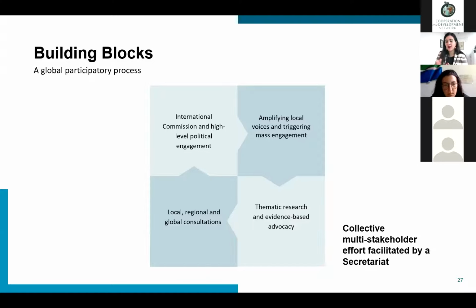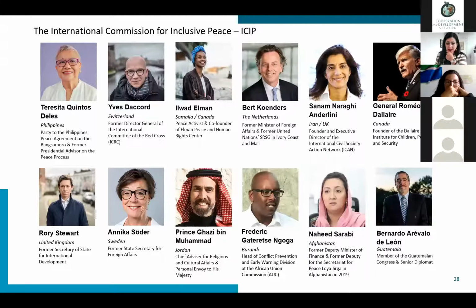And then we're anchoring it in thematic research and evidence-based advocacy, because we need to be able to speak both to the hearts and minds of people. And evidence is a very important aspect of changing policy calculus, especially with some policymakers who would only want to look at hard empirical evidence. So this is the International Commission. We launched them actually. I head the Secretariat, which works with this International Commission and runs all the different building blocks. And they come from different backgrounds.